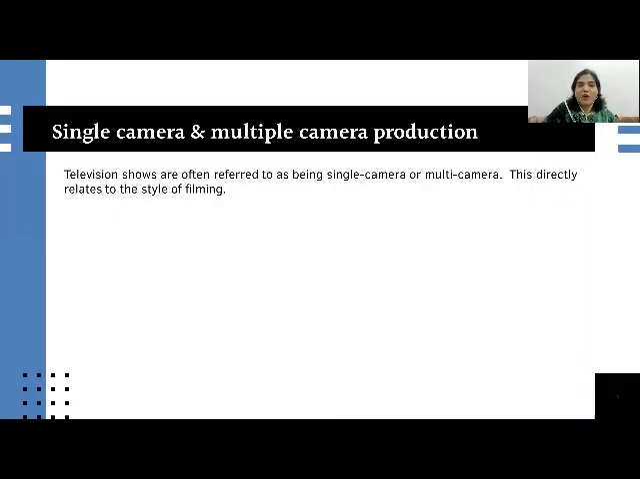The next two formats that we are going to discuss are single camera productions and multiple camera productions. All the television shows that you see are either single camera productions or multi-camera productions. And this basically refers to the style of filming. So what we have talked about initially was how spaces are used and how time is used in productions. But apart from that, an important thing in filming is how you are going to film everything. That is what is called principal photography.